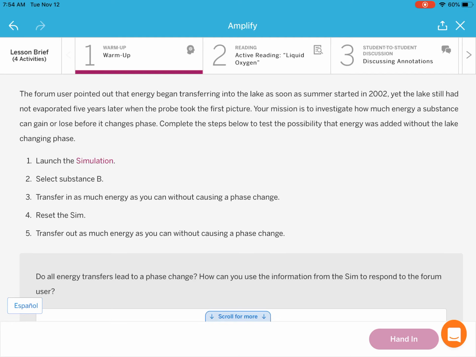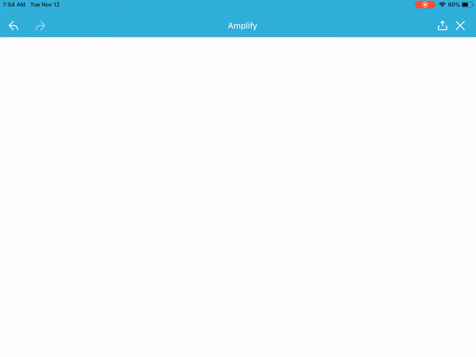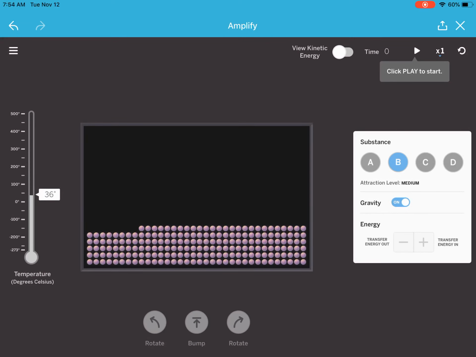So we're going to go ahead and launch the simulation, but it says to select substance B, transfer in as much energy as you can without causing a phase change. Reset the sim, and then transfer out as much energy as you can without causing a phase change. So we're going into the simulation.